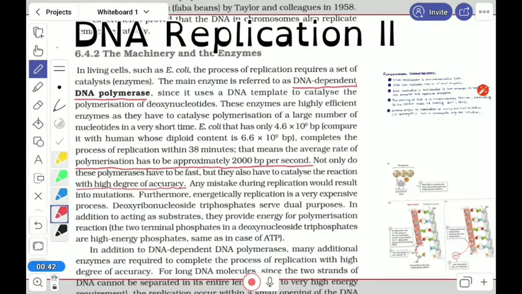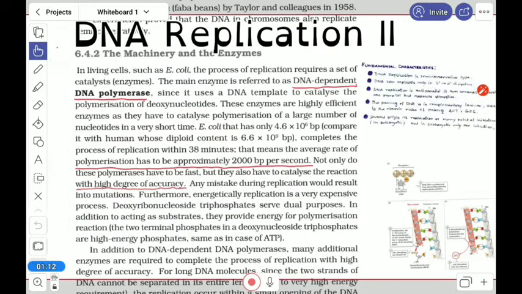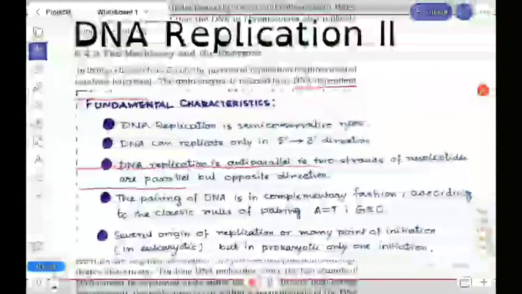Even in the editing function, if any wrong base is sometimes introduced, everything is done by the DNA polymerase. So at first you have to know that polymerization proceeds at approximately 2000 base pairs per second. Per second, 2000 base pairs it can fix. That is a very high rate, and it also shows a high degree of accuracy. Now let's know a few fundamental characteristics.